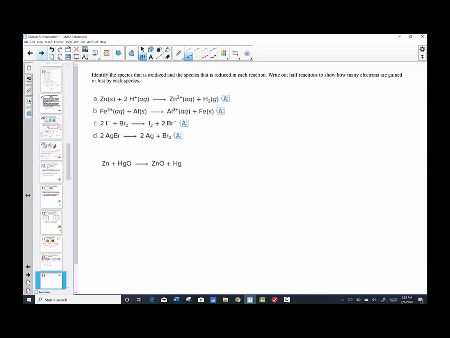Identify the species that is oxidized and reduced in each of these reactions. Write out the half reactions to show how many electrons are gained or lost by the species. You have some practice to do on here in the bottom of page 6. I want you to work through those, come back to the video, and we'll check, and that will be the conclusion then of this lesson on balanced chemical equations and the patterns of change. But stop now, practice this out, and then come back when you're ready to check.